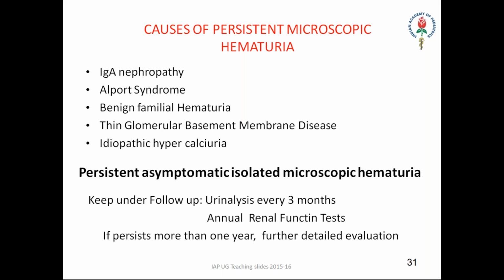And causes of persistent microscopic hematuria are your benign familial hematurias, Alport syndrome, IgA nephropathy, idiopathic hypercalciuria, and thin glomerular basement membrane disease. So persistent asymptomatic isolated hematuria, that the child is having hematuria, it is only isolated, no other conditions are associated, and also asymptomatic but persistent. Need not do anything. Urine analysis every 3 months and annual renal function test. If it persists for more than 1 year, you have to do a detailed evaluation.